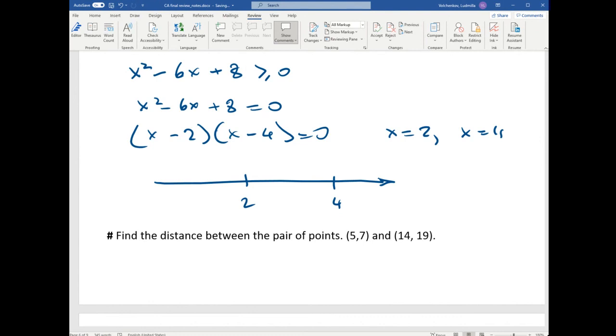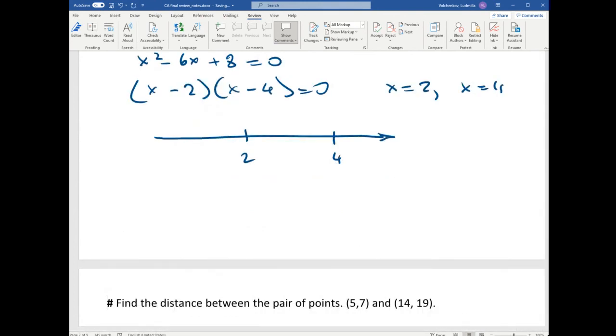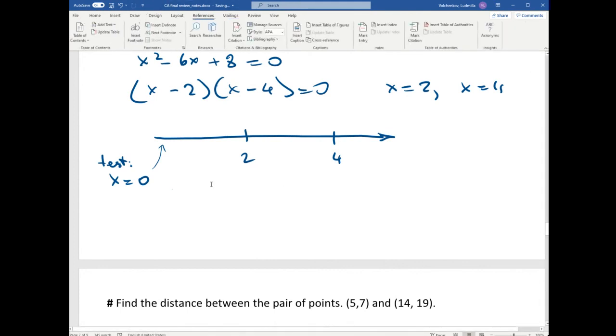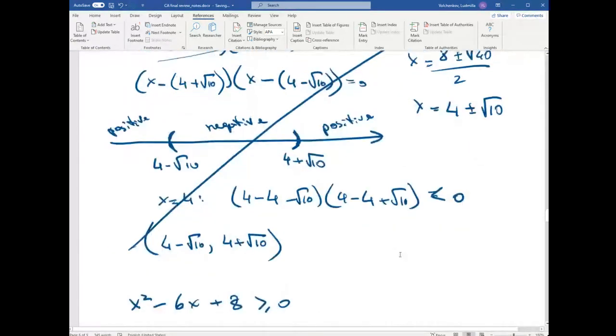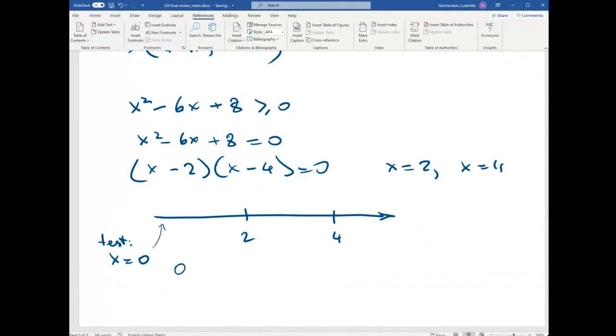And we must test the values. Actually, you don't need to test every interval, but if you want, let us test x equals 0 from the first interval. We must better test in the original equation. In the original equation, 0 minus 6 times 0 plus 8 equals 8, so greater than 0. So here, positive.